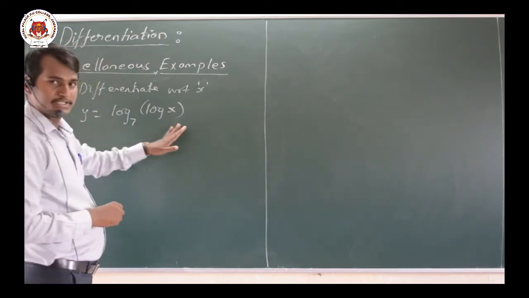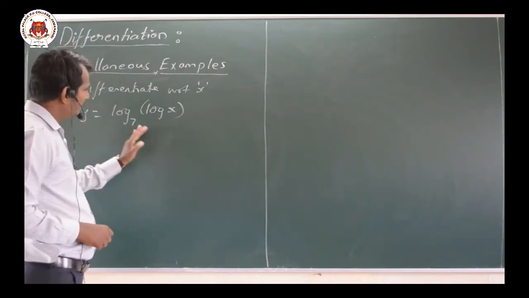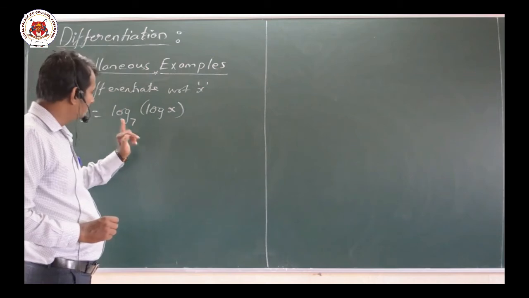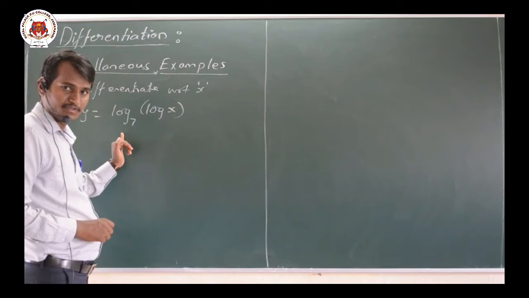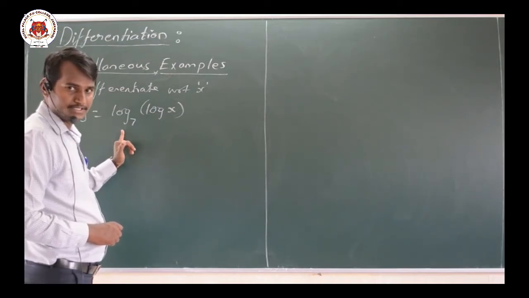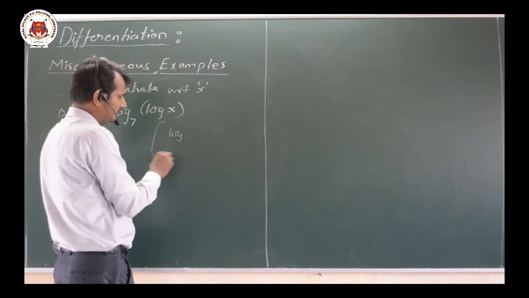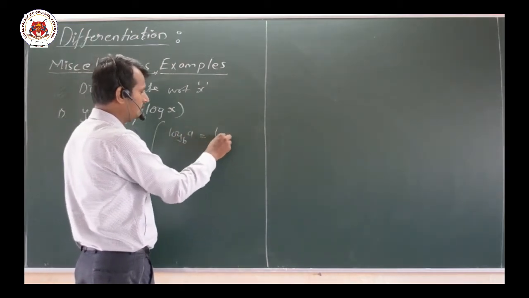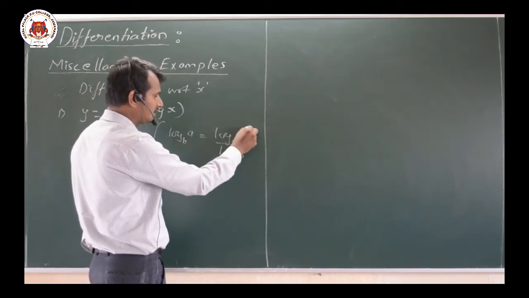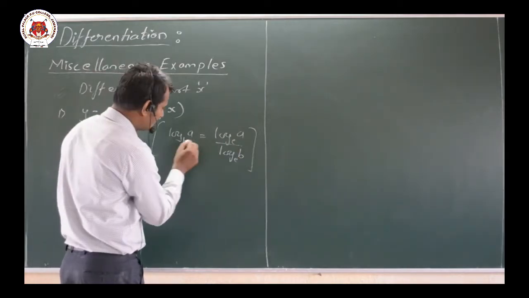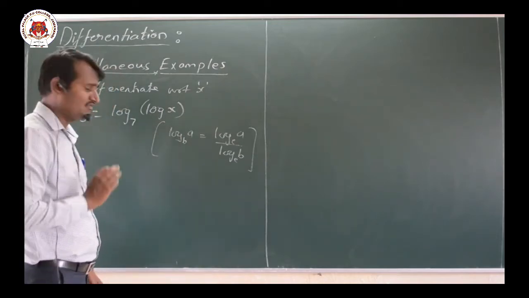It is a function of function, that is a composition function. But here the main thing is, in the case of logarithm, we can differentiate any function only if it is to the base e, that is the natural logarithm. So we have a property of logarithm: log a to the base b is equal to log a divided by log b. To the common base e I can take, or else any base you can take. It is nothing but the change of base property.